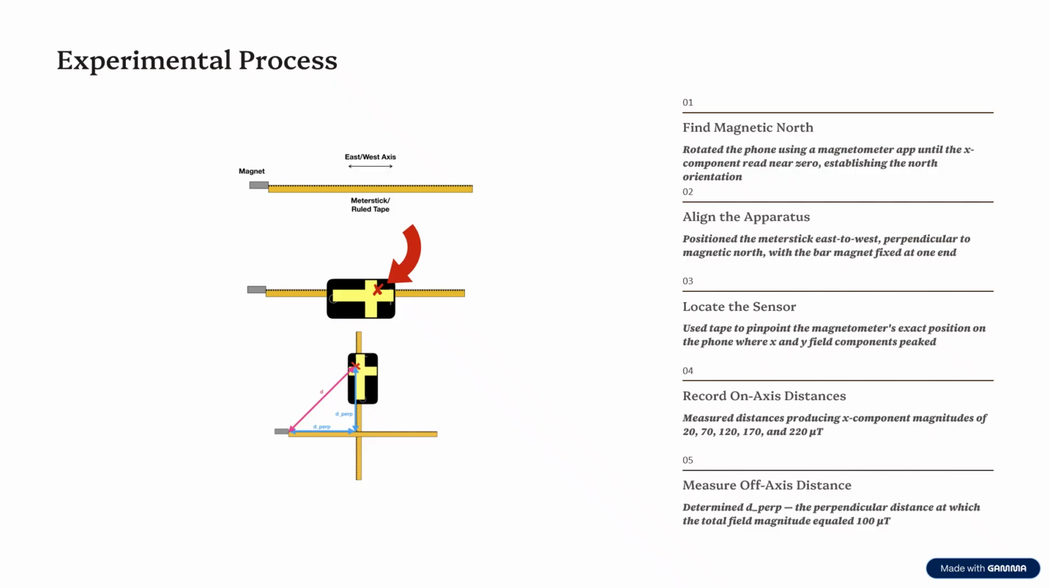Record on-axis distances. Measure distances producing X component magnitudes. Measure off-axis distance. Determine the perpendicular distance at which the total field magnitude equaled 100.